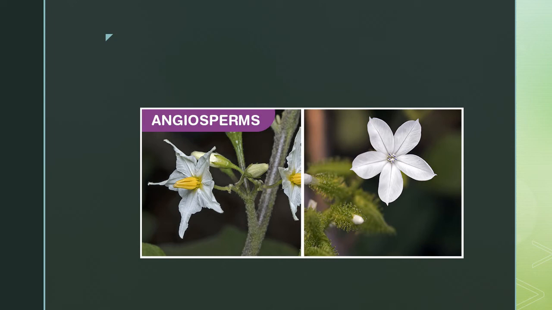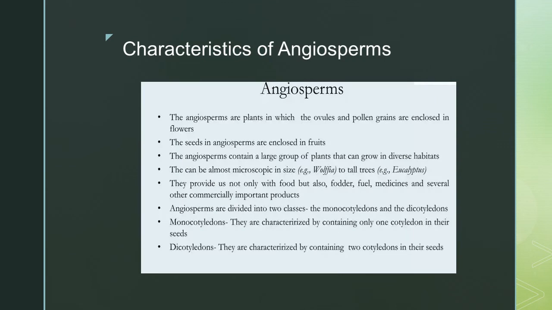Angiosperm. In day-to-day life, we see many angiospermic plants around us. Angiosperms are the plants in which the ovules and pollen grains are enclosed in the flowers. The seeds in angiosperms are enclosed in the fruit. The microscopic angiosperm is Wolffia and the tall tree is Eucalyptus. They provide us not only with food but also fodder, fuel, medicines, and other commercially important products.